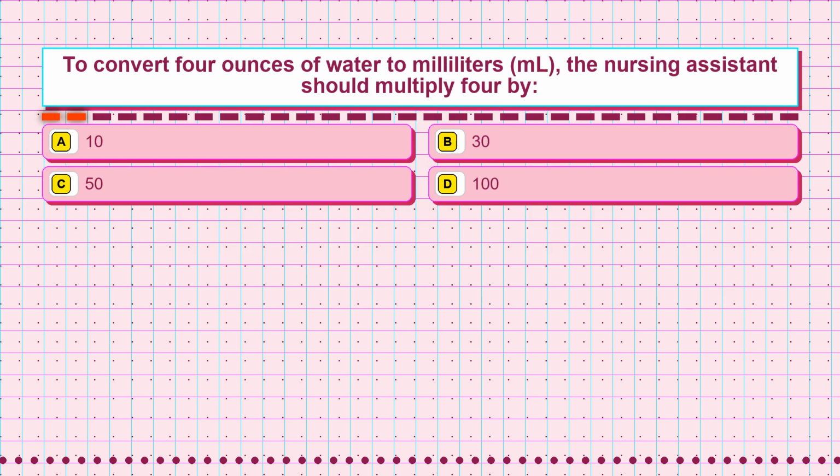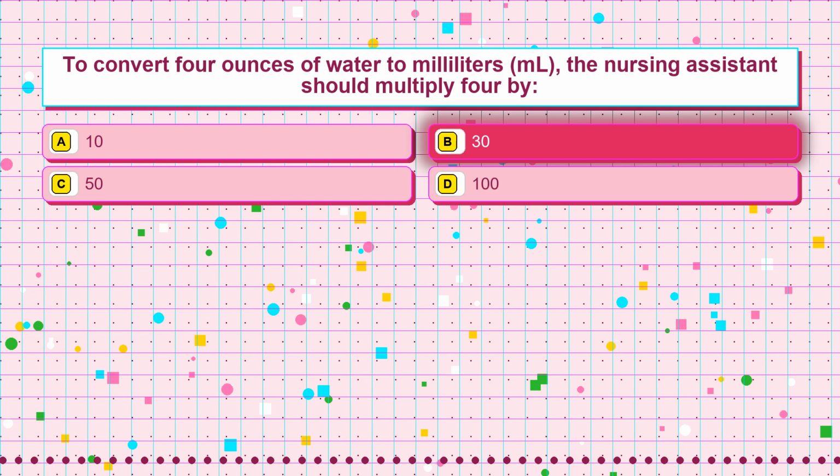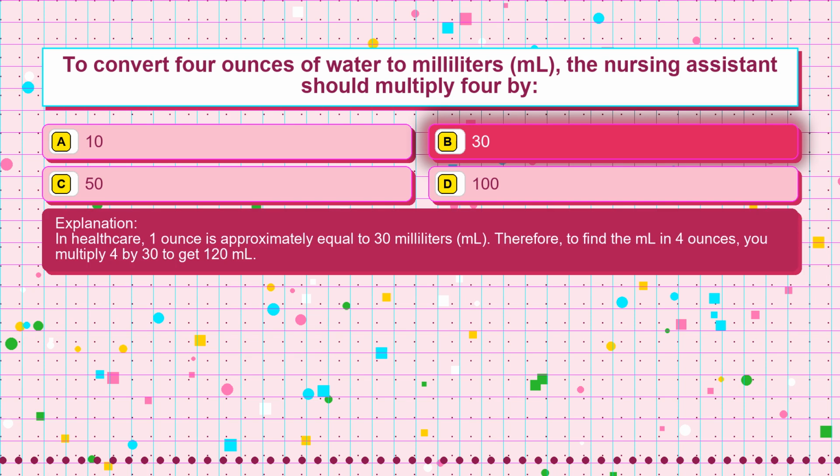Question 56. To convert 4 ounces of water to milliliters, ml, the nursing assistant should multiply 4 by option A, 10, option B, 30, option C, 50, option D, 100. The correct answer is option B, 30. In healthcare, 1 ounce is approximately equal to 30 milliliters, ml. Therefore, to find the ml in 4 ounces, you multiply 4 by 30 to get 120 ml.